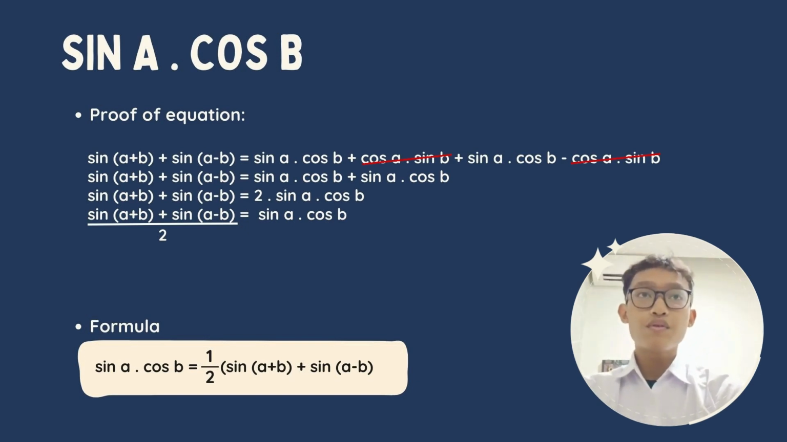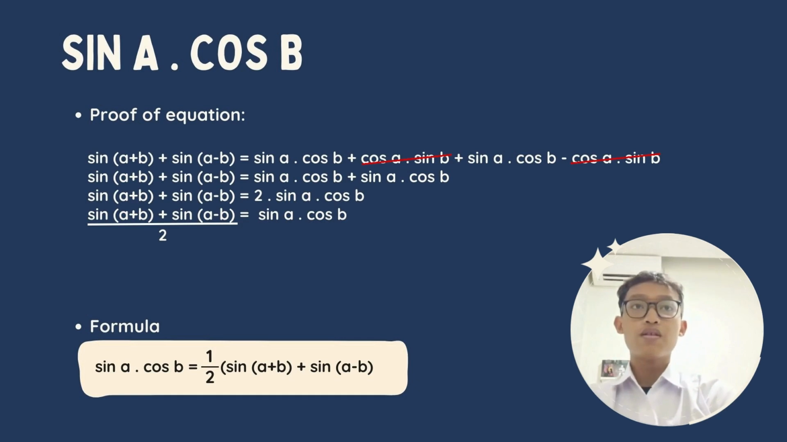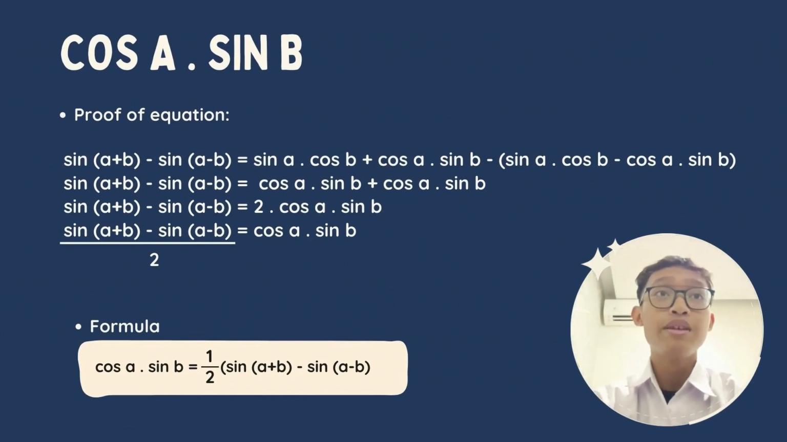Then we move from sin A times cos B to sin(A + B) plus sin(A - B) divided by 2 equals sin A times cos B. The formula of sin A times cos B is half times sin(A + B) plus sin(A - B). And that is how to prove the formula of sin A times cos B.